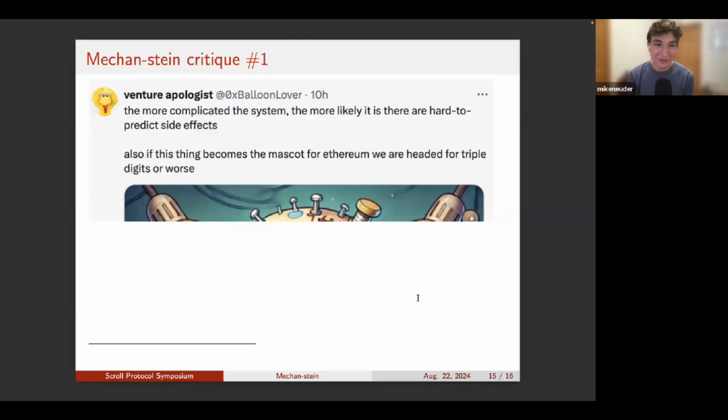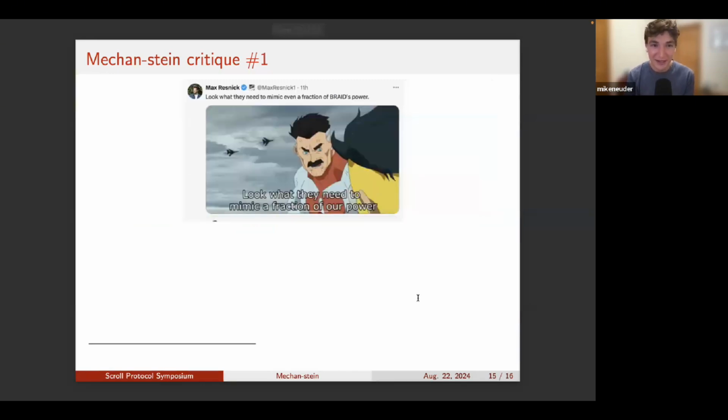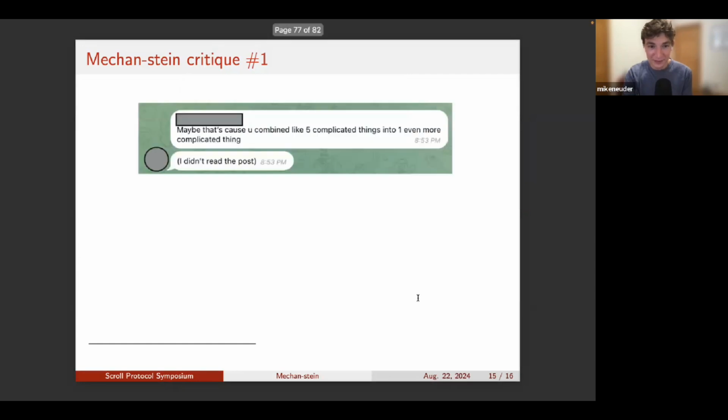Venture anthropologist, who's one of our favorite add-ons, says: the more complicated the system, the more likely it is there are hard-to-predict side effects. Also, if this thing becomes the mascot for Ethereum, we are headed for triple digits or worse. I guess "or worse" implies a potentially double-digit ETH price, which would be pretty bad. Max retweeted and said, "Look at what they need to mimic even a fraction of Braid's power." I don't really know what the anime reference is from, but it's kind of funny.